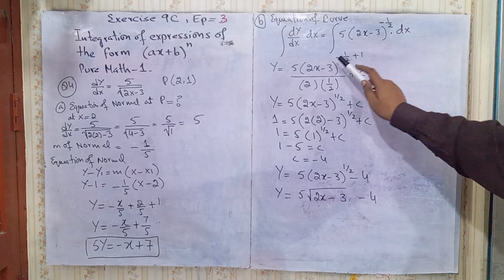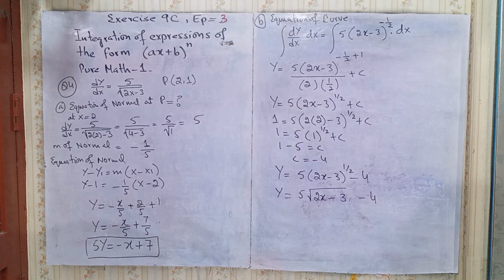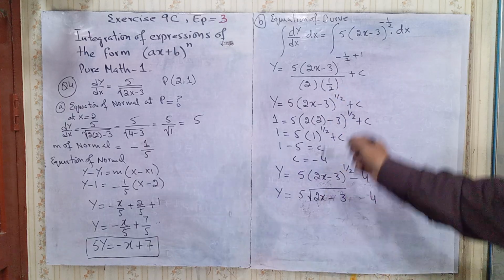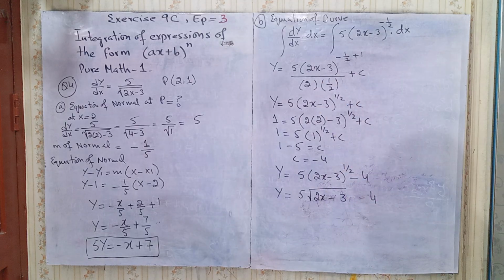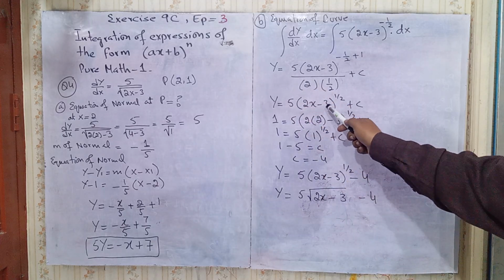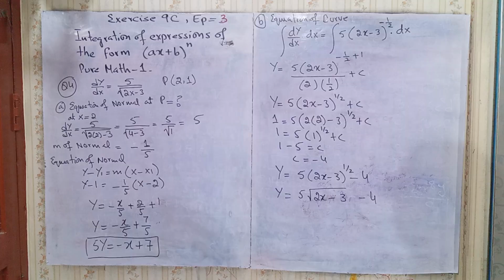Its power will be increased by 1. So minus 1 by 2 plus 1. And that is 1 by 2. So you divide with 1 by 2. And you also divide with the coefficient of the x here. So this 2 and 2 will be cancelled. So you are left with the 5 bracket 2x minus 3 raised to power 1 by 2 plus c.